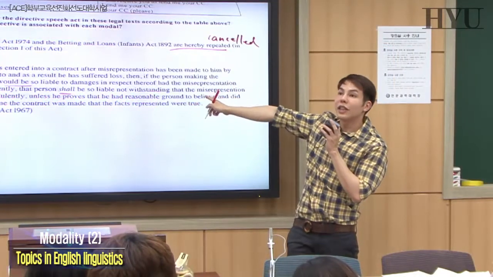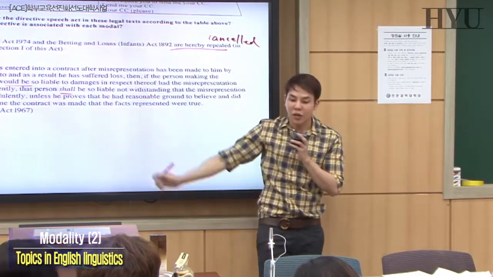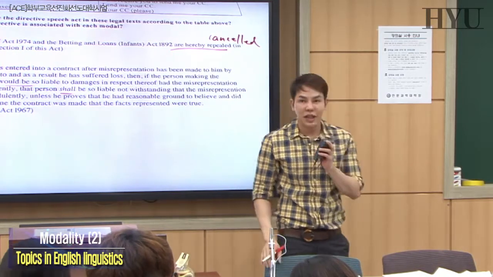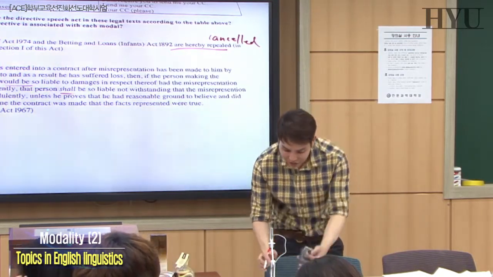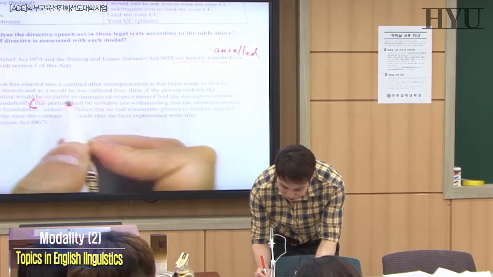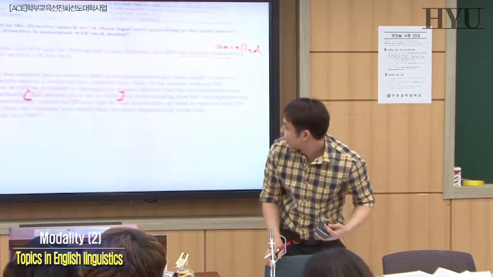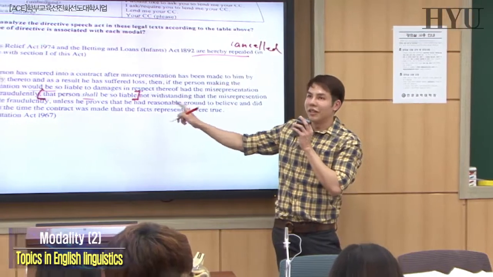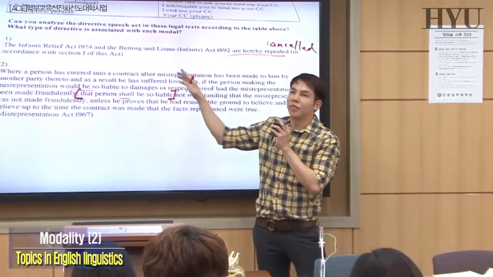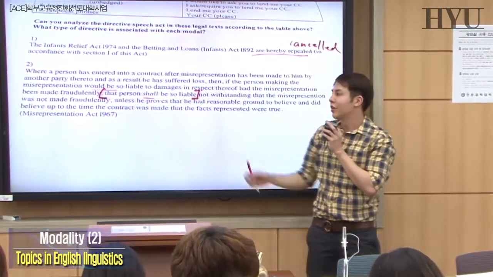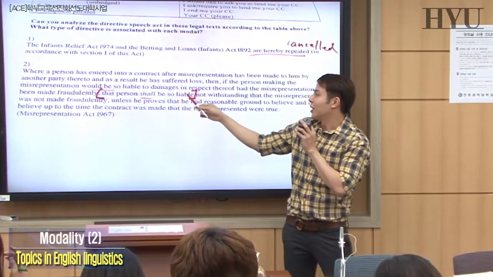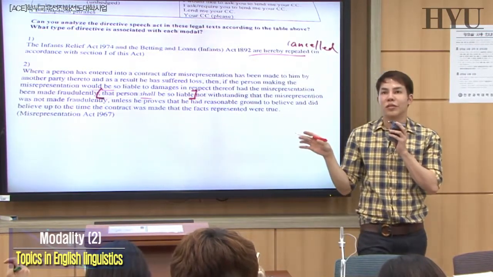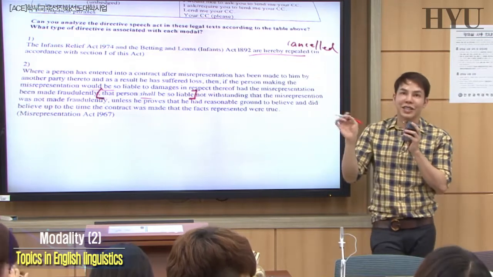Guys, let's look at the second. Let's look at the second one. Where is the main clause? Where's the main clause? Just that short. That main message is like that. That person, the person that the writer referred to before, right? That person shall be so liable, meaning that person shall be responsible. Okay? That's it. That's the main clause.